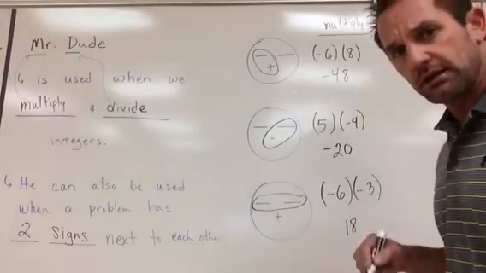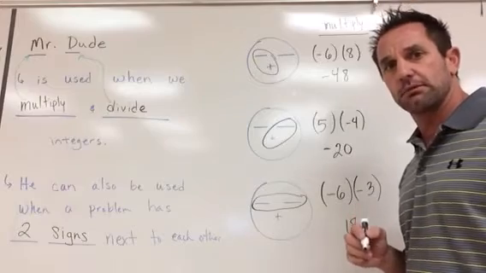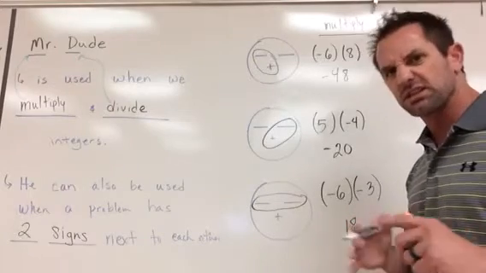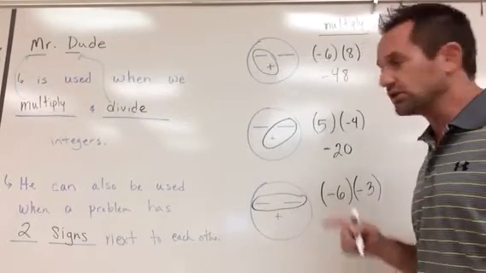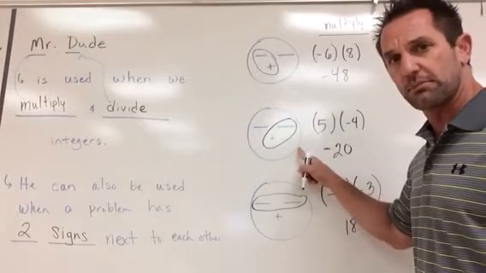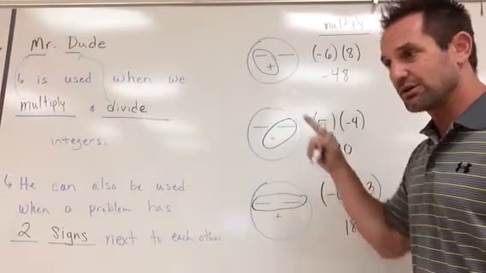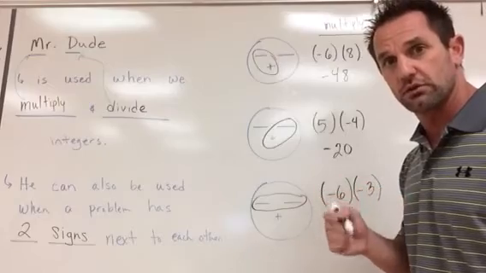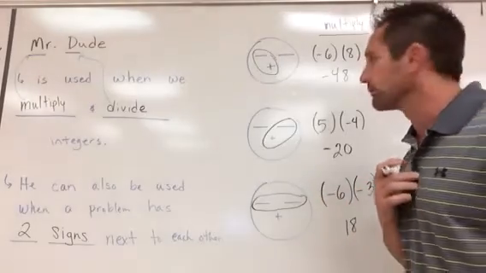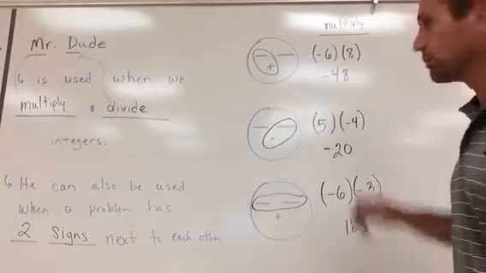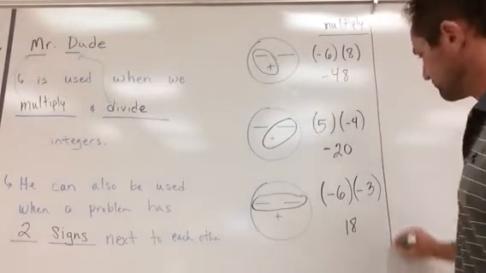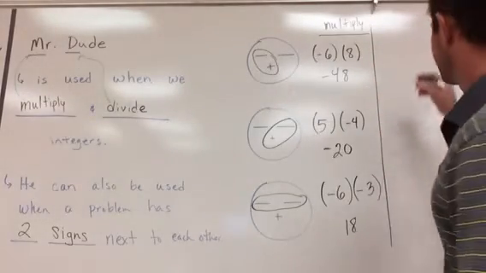What I often recommend, if you're struggling with these types of problems, multiplication and division, positives and negatives, is that you just draw a little Mr. Dude on the top of your paper, and then you can always just refer back to it during the quiz, during a test, whatever you have to. Okay? That's our multiplication.